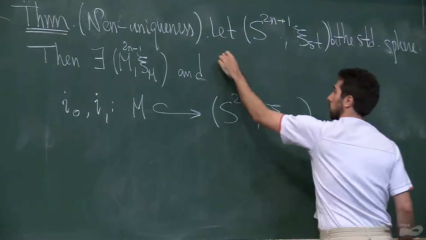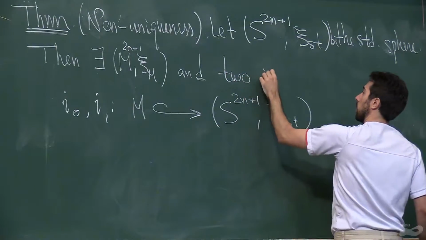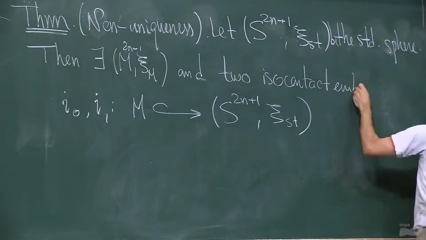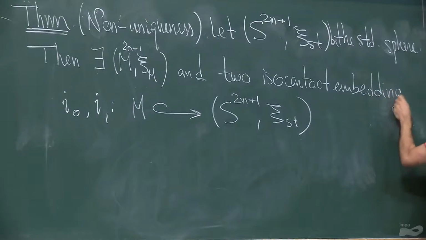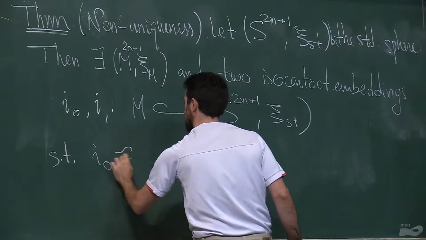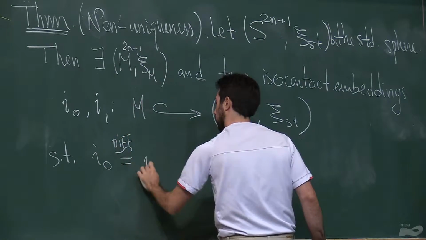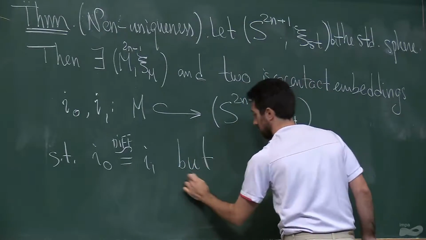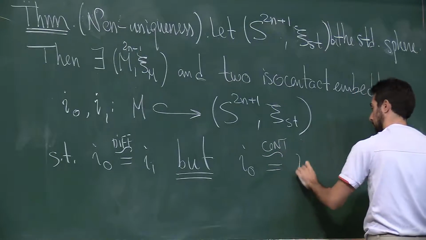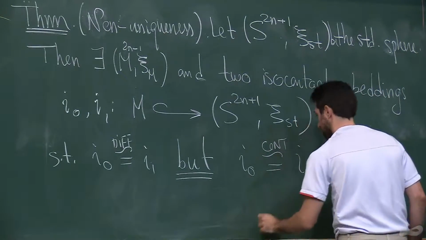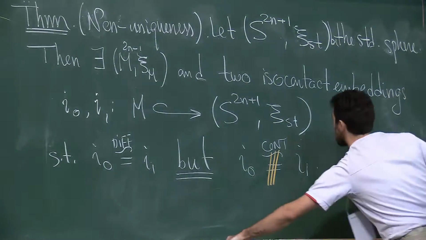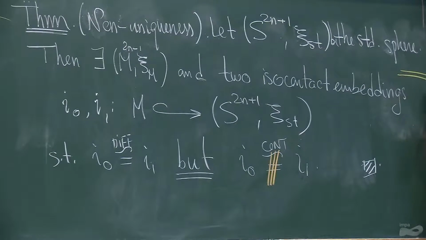And these are two isocontact embeddings, such that y0 is diffeomorphic to y1, but, and that's the rigidity statement, as contact embeddings, they're not the same. Okay? And this question is addressed by this theorem.